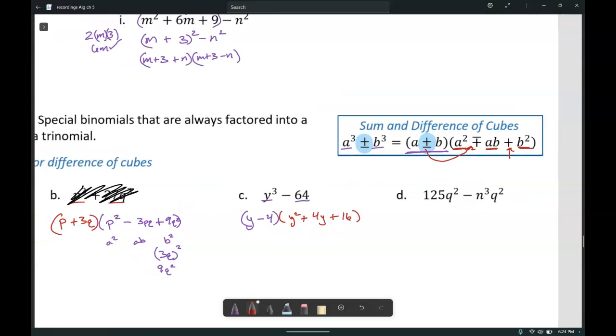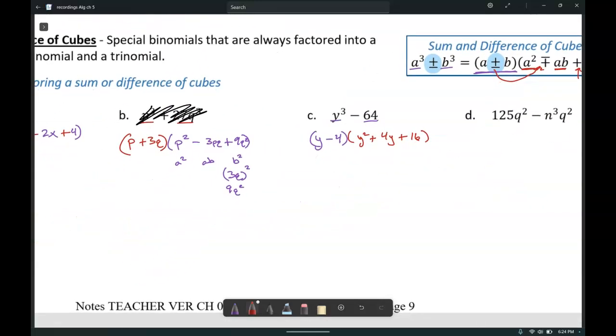So when we're dealing with sum and difference of cubes, the options for the operation signs are either going to be plus, minus, plus, or minus, plus, plus. Those are the only two that we're going to have. So if you memorize those two patterns, it's pretty easy to remember where it's going to go.